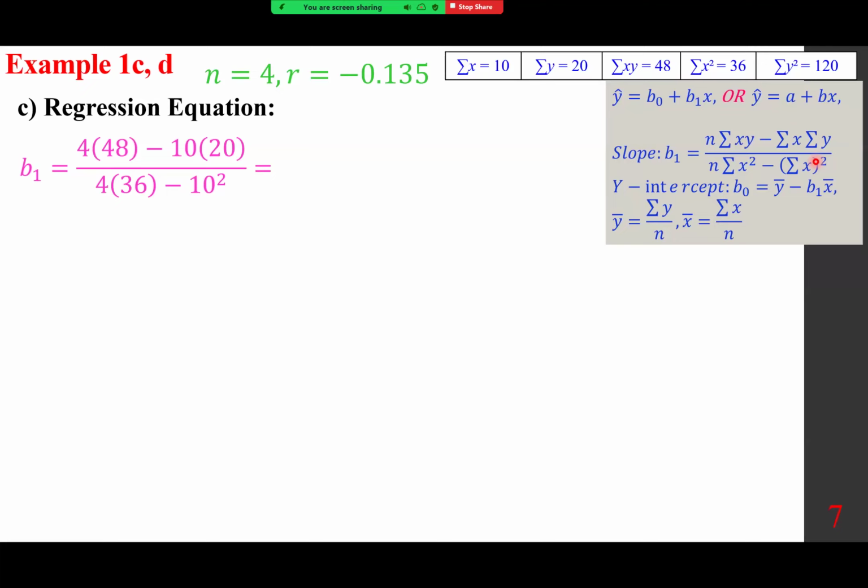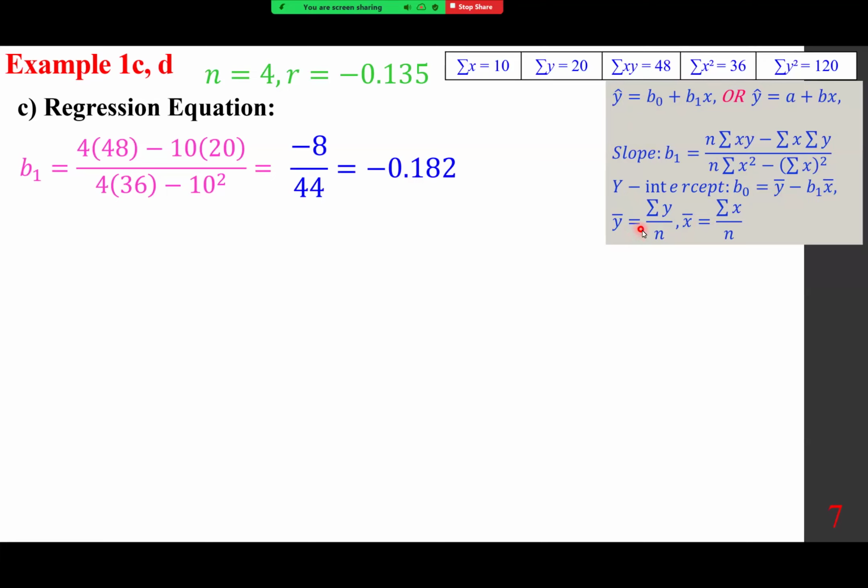So I hope it's clear to everybody. It's pretty straightforward if we have all of this. And so you do the math, you end up with this number. So we got B1 in this formula. Now we need to find B sub 0. B sub 0 is Y bar minus B1 X bar. So we need to calculate X bar and Y bar.